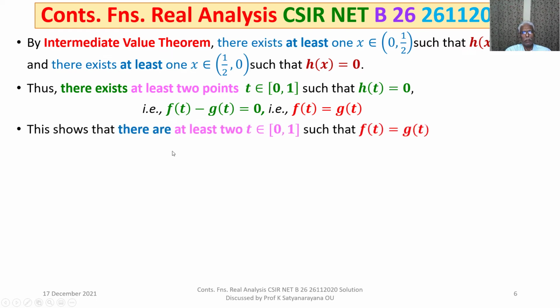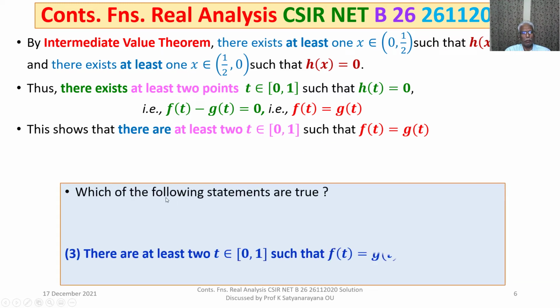So, this shows there are at least 2 points t belonging to the closed interval 0 to 1 such that f(t) = g(t). Let us look at the options. The third option is true.